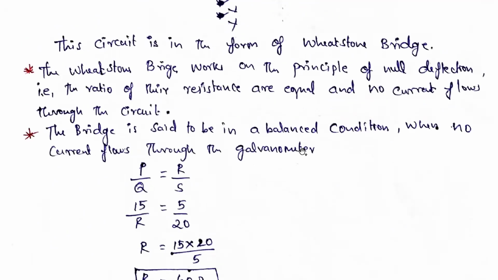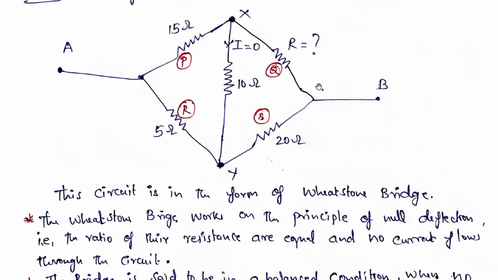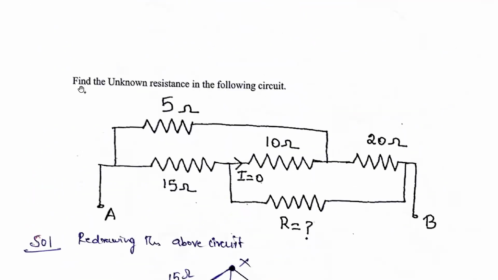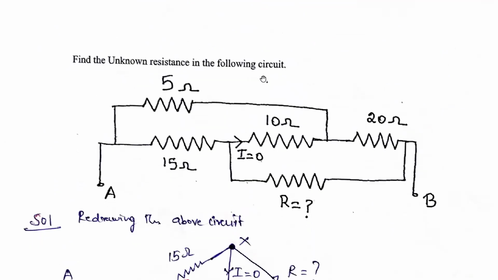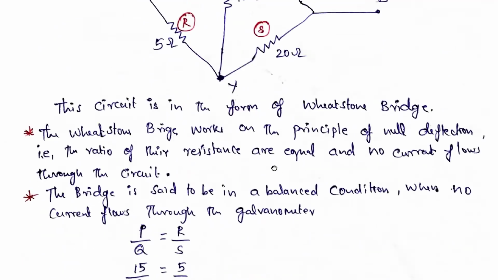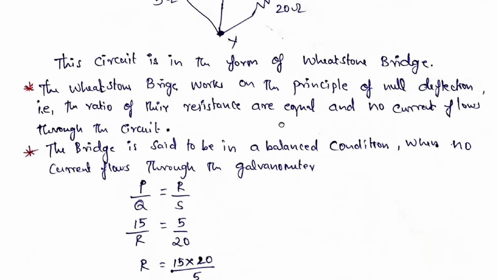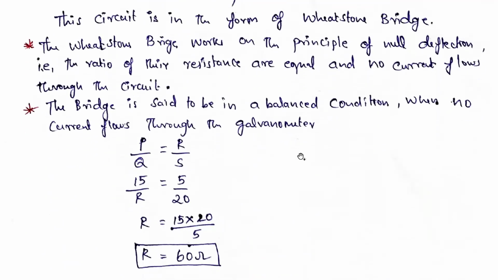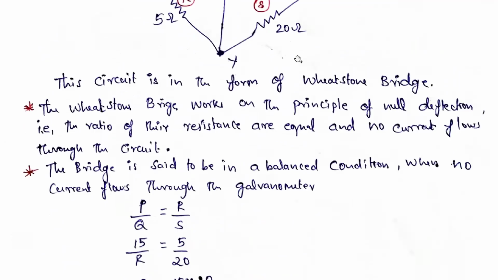So the unknown resistance R is 60 ohms, because in the circuit they said to find the unknown resistance. So the unknown resistance is this only. You can easily solve it. I think hardly it will take 2 minutes to solve this problem, hardly more than that. Just redrawing the circuit.